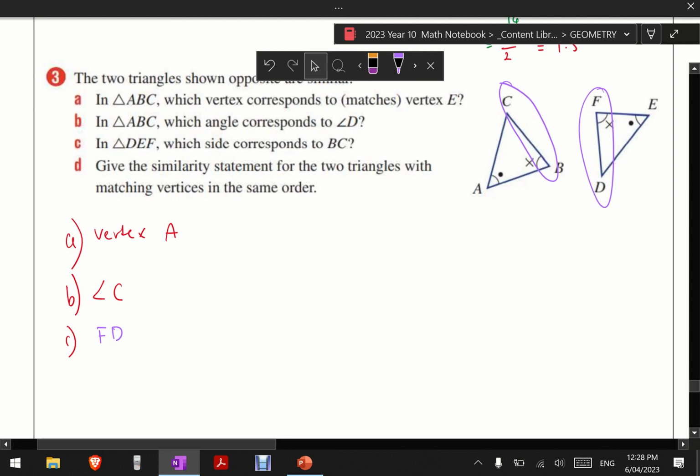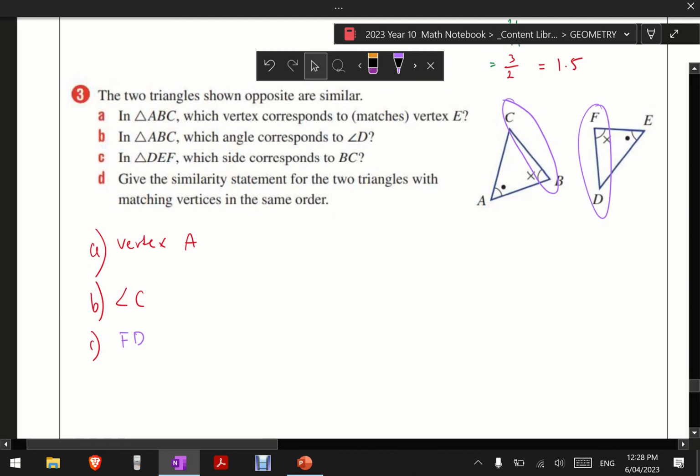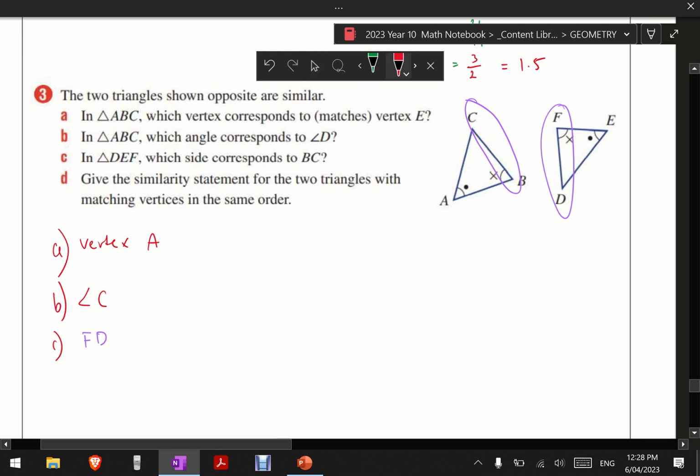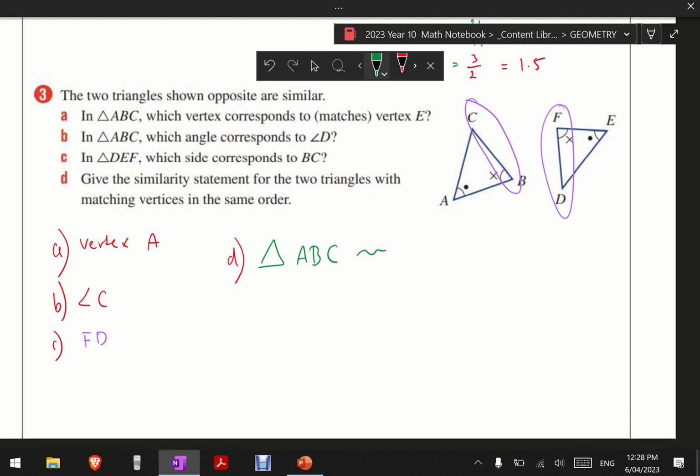All right, what are we up to? D. Give the similarity statement for the two triangles with matching vertices in the same order. So now this is where it matters how we write this. If the question's called this triangle ABC, let's call it that. So it's going to be triangle ABC is similar. Remember, with the similarity statement, there's no equal sign, it's just a squiggle.